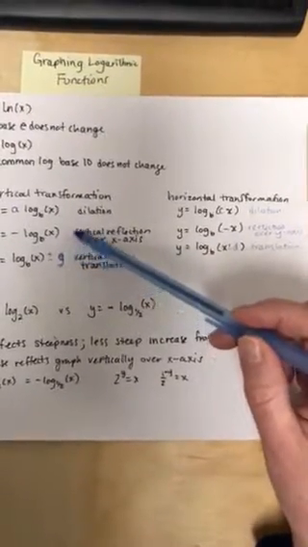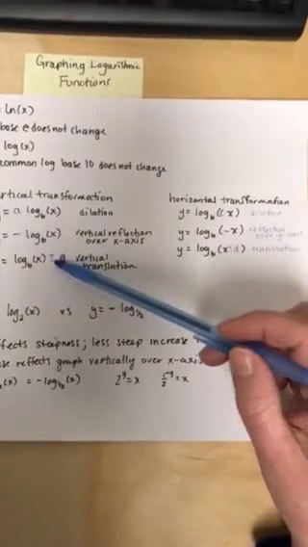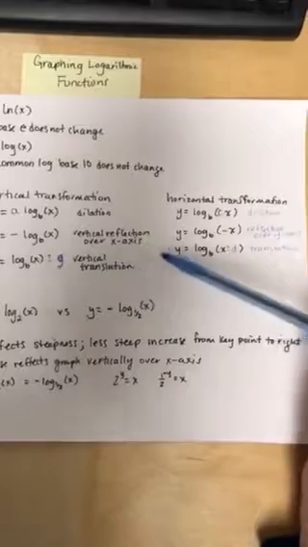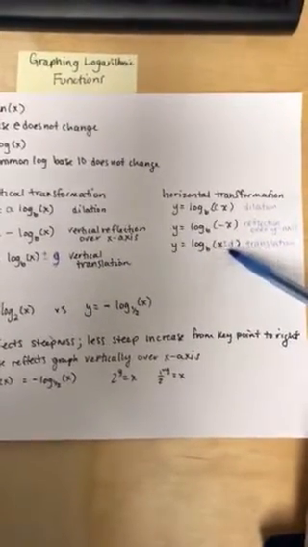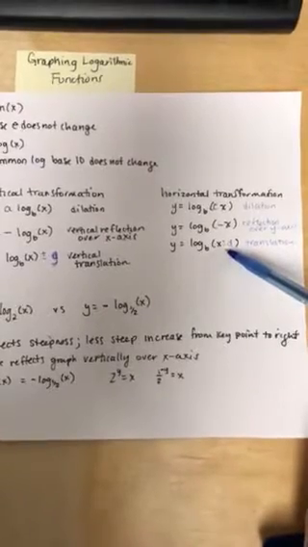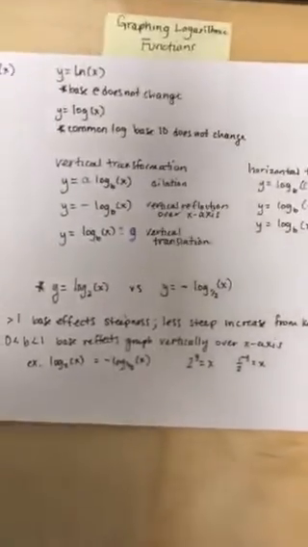A number outside or after log base b of x, that's going to be a vertical translation. You add, you move up, you subtract, you move down. And then log base b with the x plus or minus a number inside of the parentheses is going to be a horizontal translation. This is the opposite. So you add, you move left, you subtract, you move right.